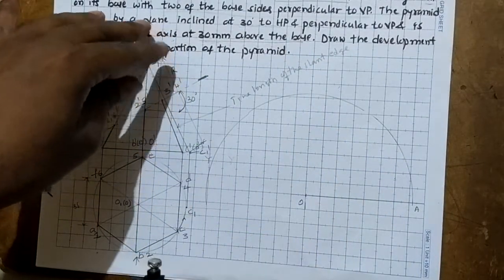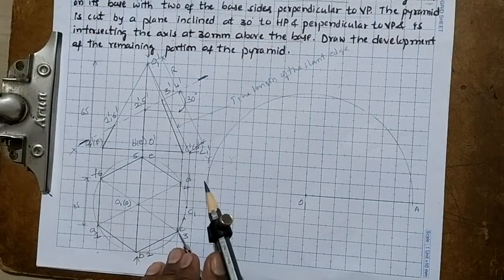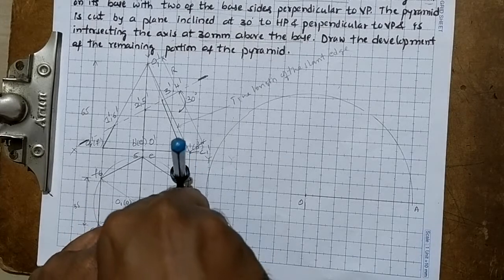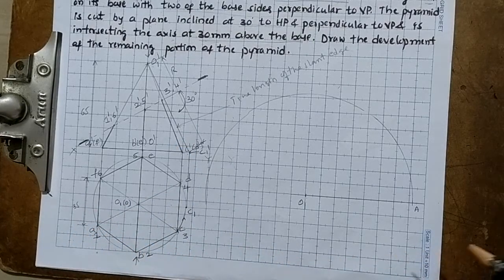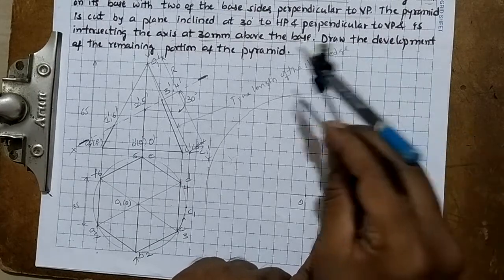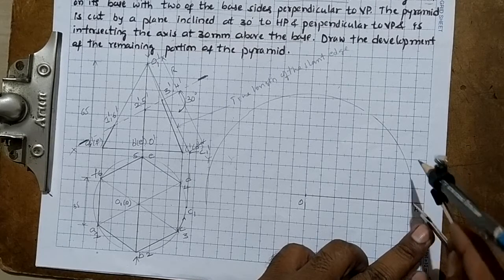Okay, after drawing the arc, measure the length of the side. How much is given? 35. Measure the length of the side, 35. Okay, mark or cut successively this arc starting from A. The length of the side is 35.